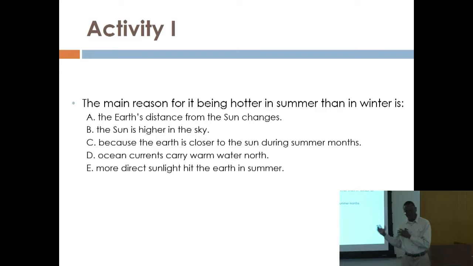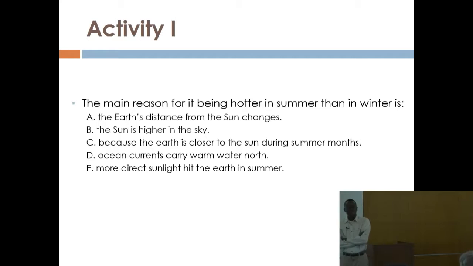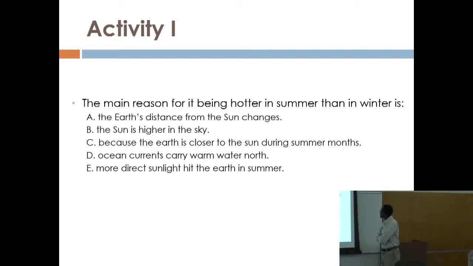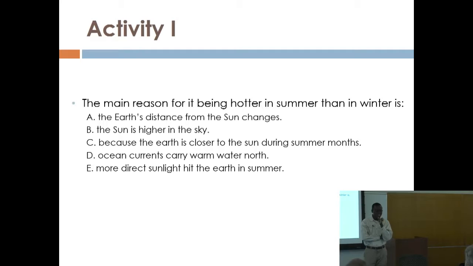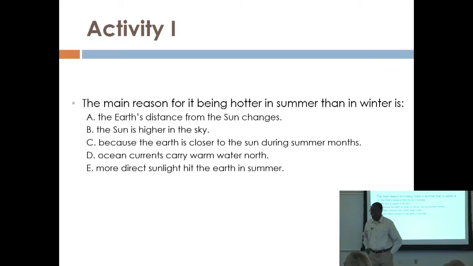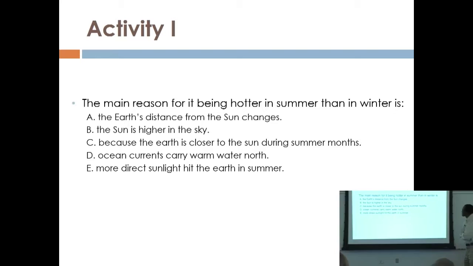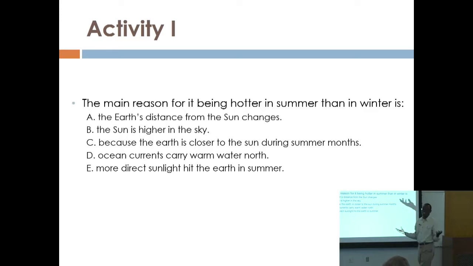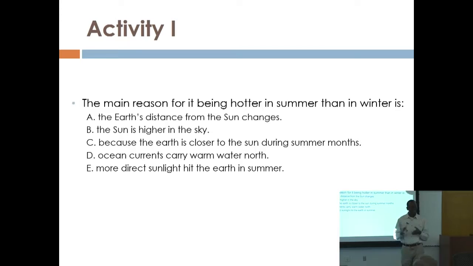Why might the answer be A? Well, the distance does change. I'm just trying to rationalize why someone might think it is A. Would someone defend why it might be A? There are points in the rotation where it's closer to the sun. Okay, so when it's closer to the sun, it will be hotter. And I think that sounds logical, right? And when it's far away, it will be colder.